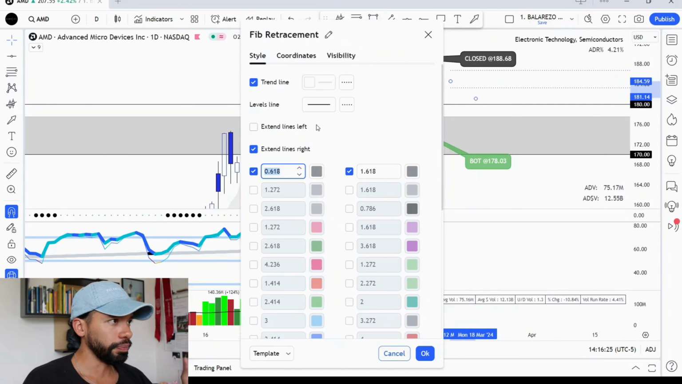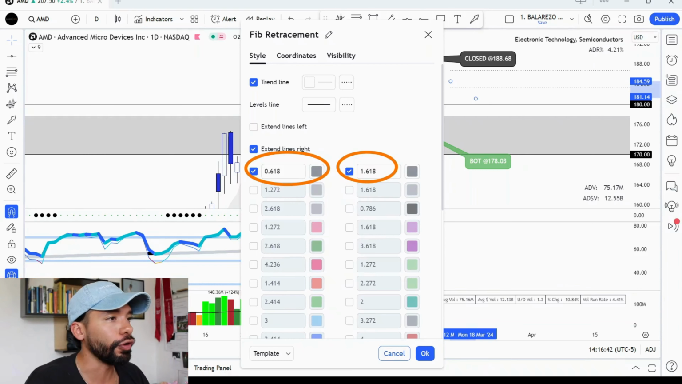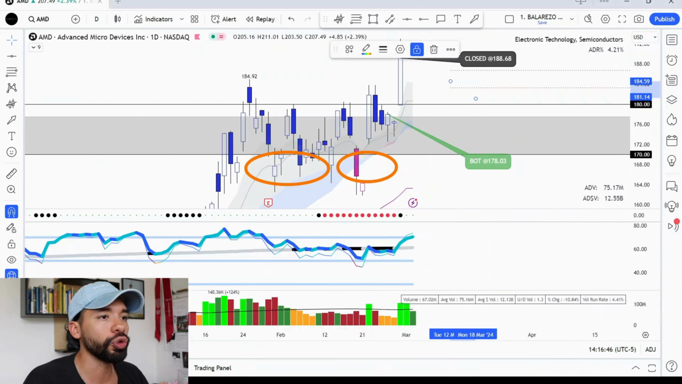The style of the Fibonacci that I use is actually pretty simple. I use the 0.618. That's going to be the first retracement. Usually that acts as resistance. And then I have my extension at 1.618. That's going to be the target that I'm looking for using Fibonacci. Pretty simple. So let's draw this Fibonacci together.